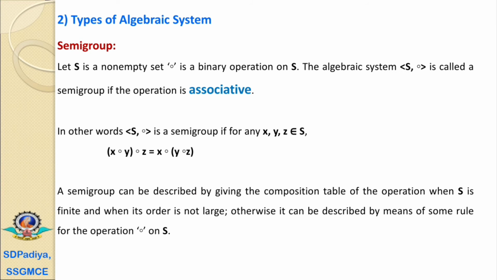A semi-group can be described by giving the composition table of the operation when S is finite and when its order is not large. Otherwise, it can be described by means of the sum rule for the operation composition on S.